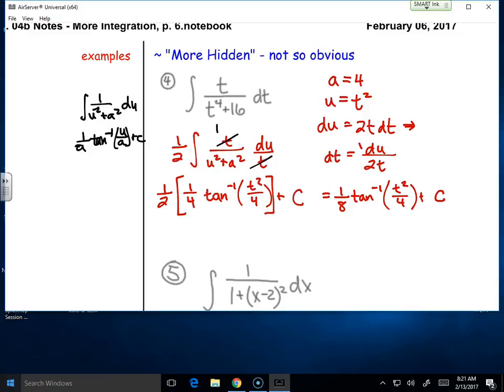Every now and then, though, that's illegal to separate. But in this one, you multiply the c by 1/2. Whatever, it's a new plus c. No big deal.